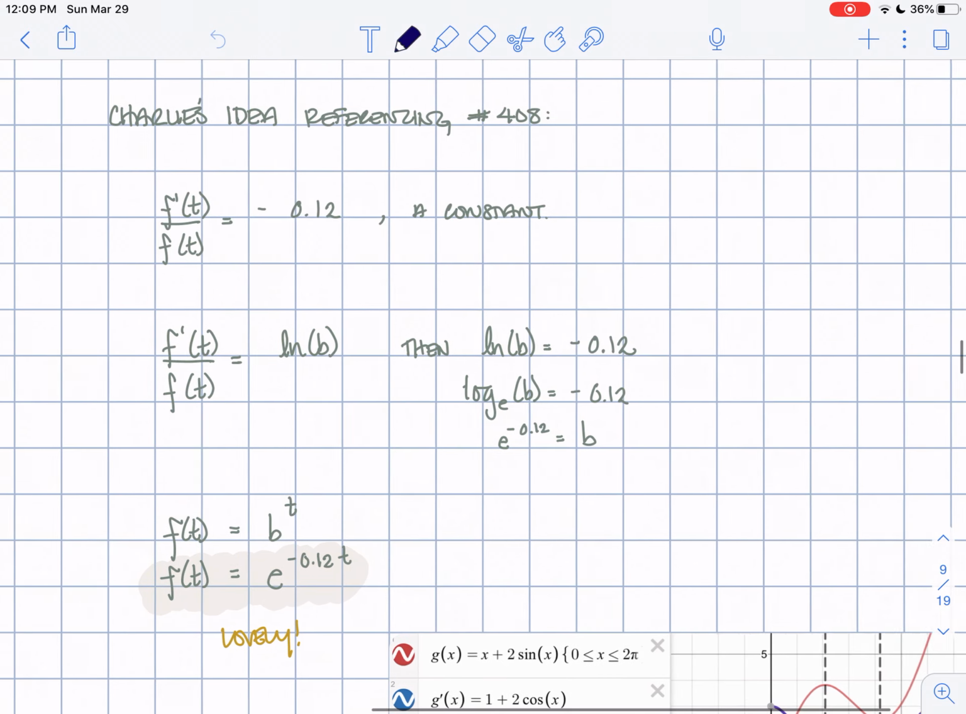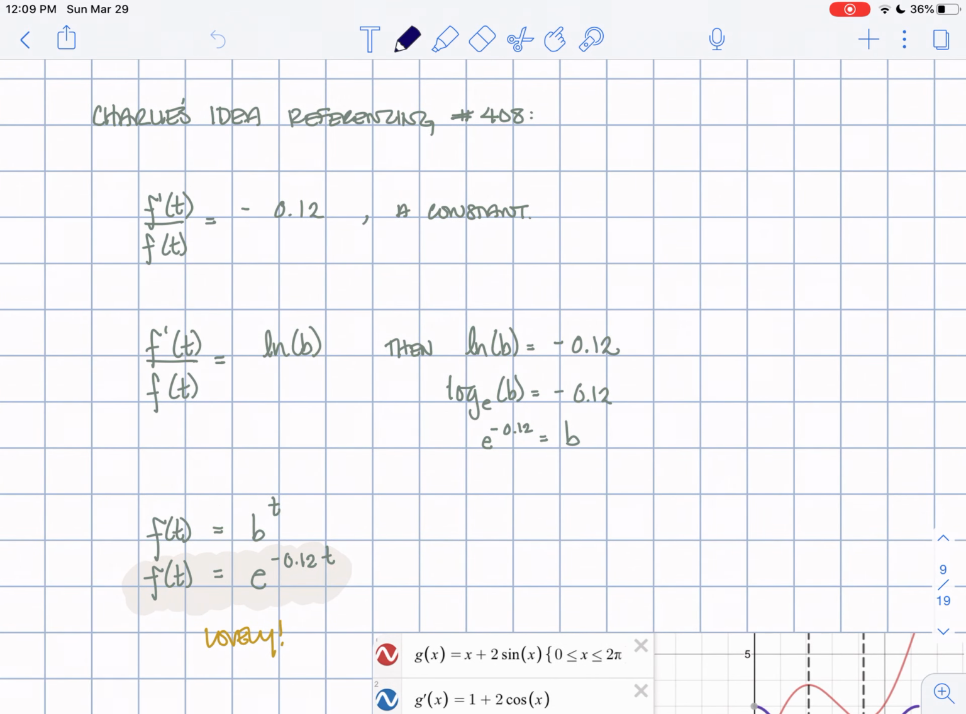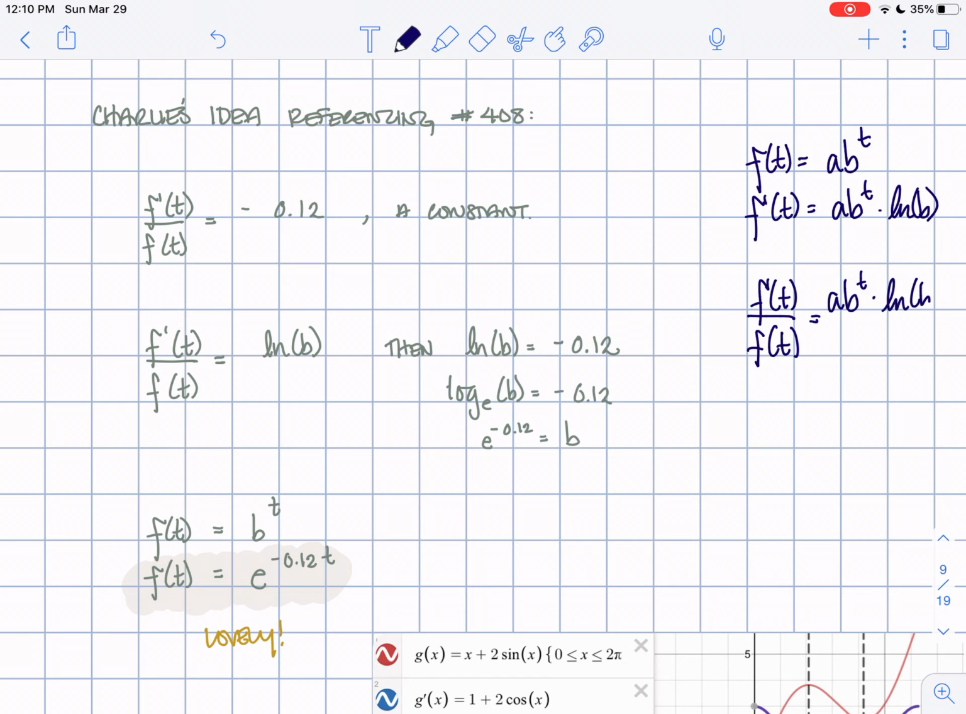And remembering that if it is an exponential function, if f(t) is a b to the t, then the derivative f'(t) is a b to the t times ln of b. So that when you set the derivative over the function, you just get a b to the t times ln of b all over a b to the t, which gives you this nice expression here. Easy enough then to solve for b.